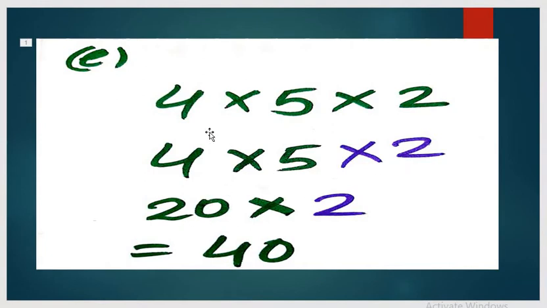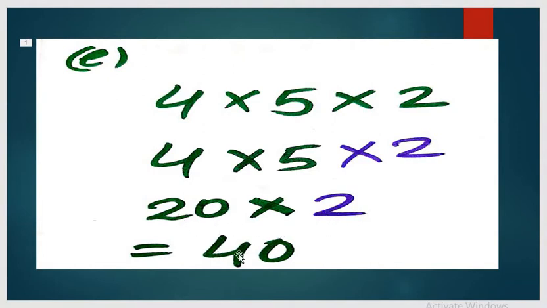Again I'll repeat. First of all, what do we do? 4 multiplied by 5 and multiplied by 2. 4 1s are 4, 4 2s are 8, 4 3s are 12, 4 4s are 16, and 4 5s are 20. So 20 multiplied by this 2. 20 multiplied by 2. Understood? So 2 2s are 4, see here, 2 and 2.